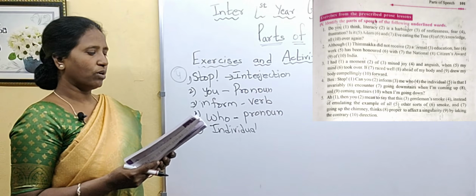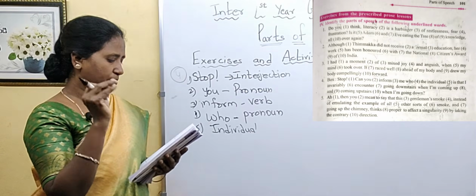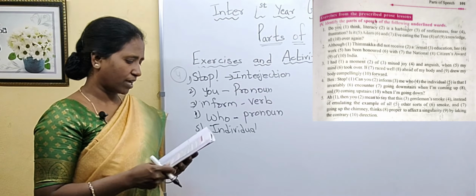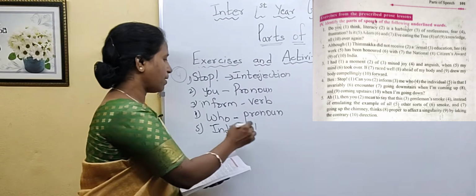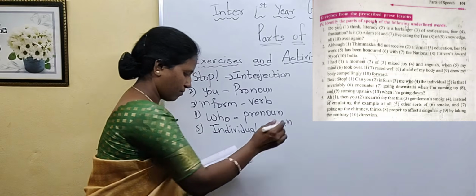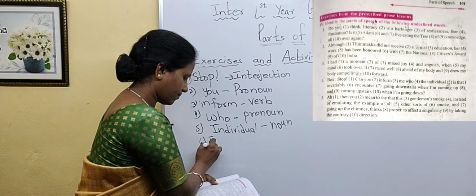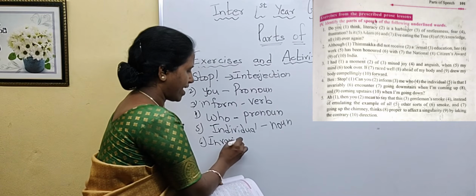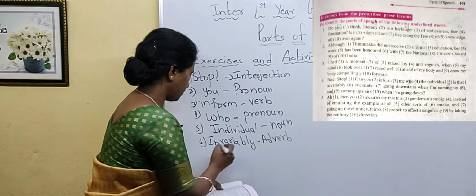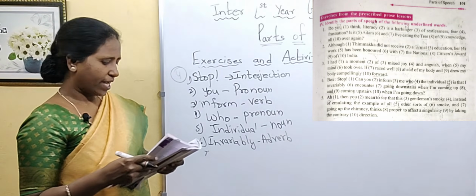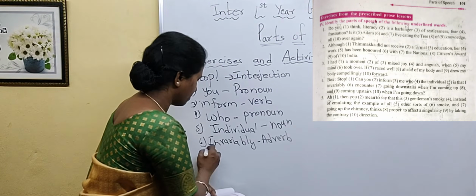Can you tell me who? That is, who is denoting the person. So it is a pronoun. It is an interrogative pronoun, you can say. Who the individual. Individual is a noun. Is that I invariably. Invariably is an adverb. It is ly ending, so it is an adverb. That I invariably encounter. Encounter is a verb.